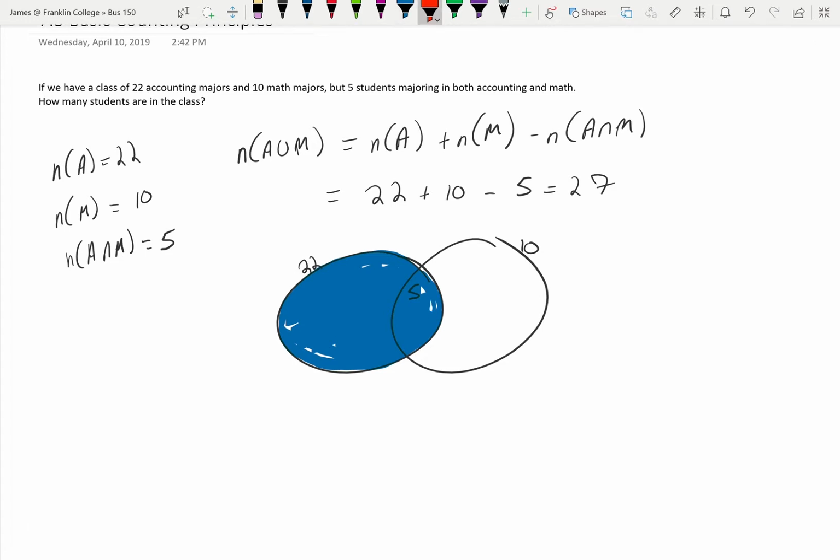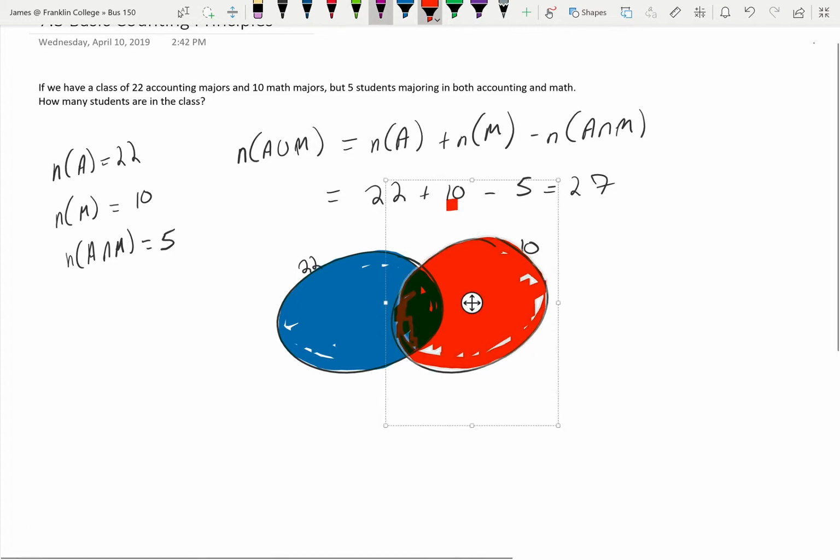And then when we add the 10, we are adding this entire circle here. But as you can see, given that we added a blue section and we added a red section, we actually double counted the intersection region right here.